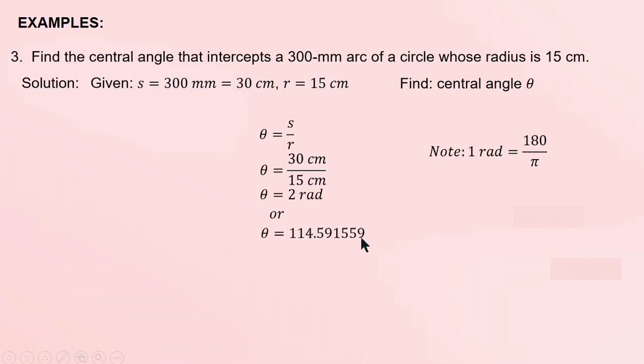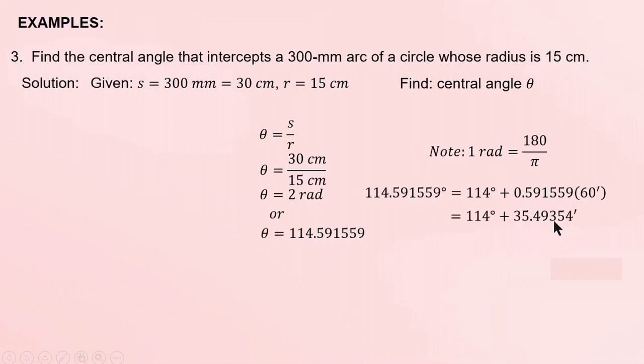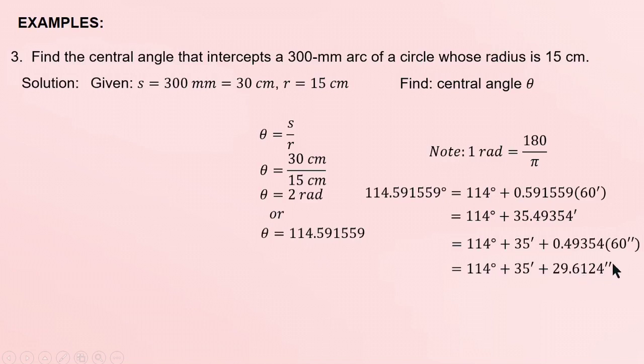114.591559. We can express this value into degrees, minutes, and seconds. We have 114 degrees plus the decimal part multiplied by 60 minutes, and that is equal to 35.49354 minutes. We again multiply the decimal part by 60 seconds, and that is equal to 29.6124 seconds. So theta is equal to 114 degrees, 35 minutes, and 30 seconds. We round off the given value.